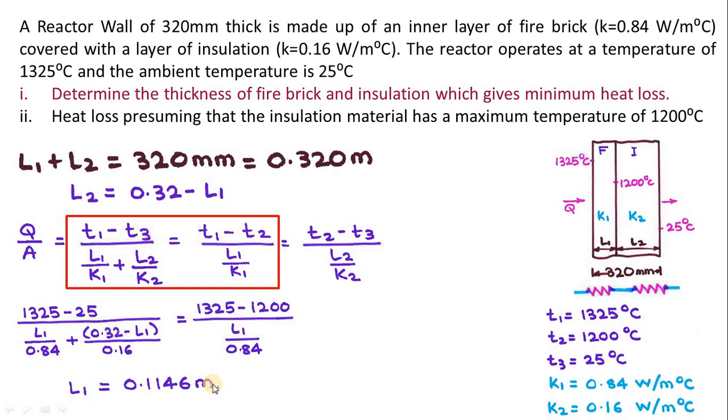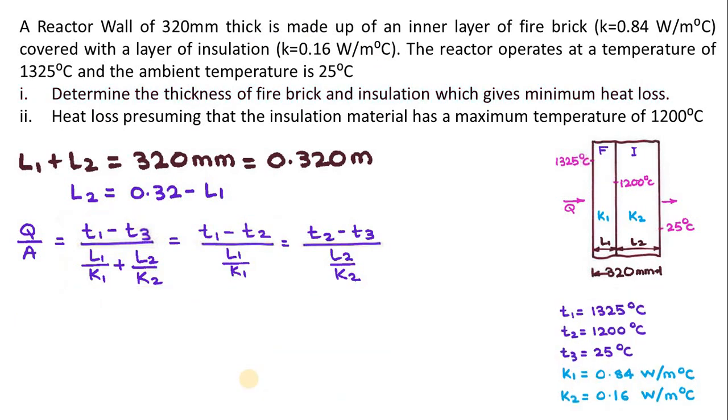0.1146 meter. And as you know, L2 is equal to 0.32 minus L1, so you can find L2 also. Simply 0.32 minus 0.1146 meter. If you do this, you will get the insulation length. So this first one is completed: determine the thickness of fire brick and insulation. The fire brick has L1 thickness and the insulation has L2 thickness.